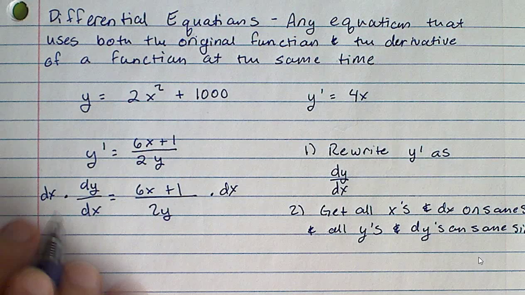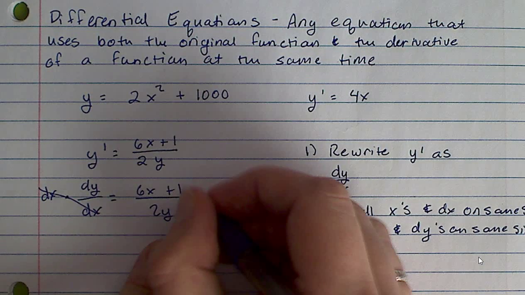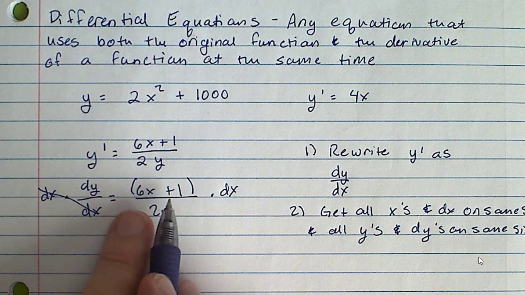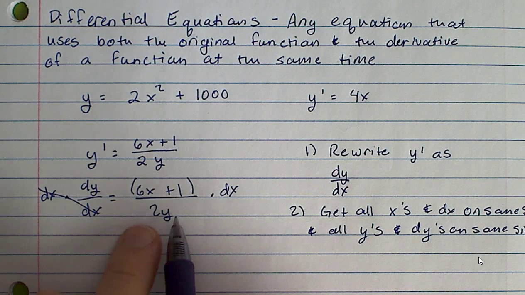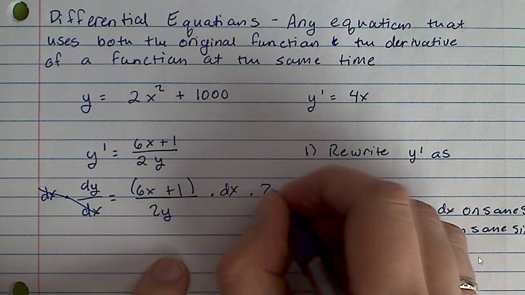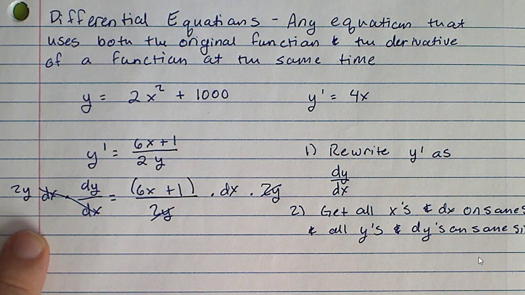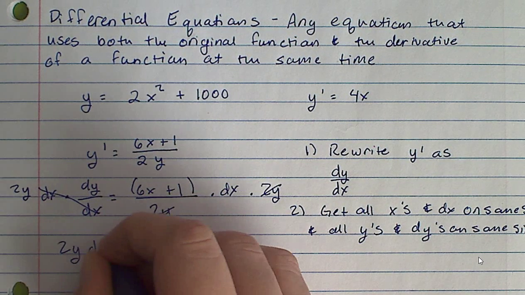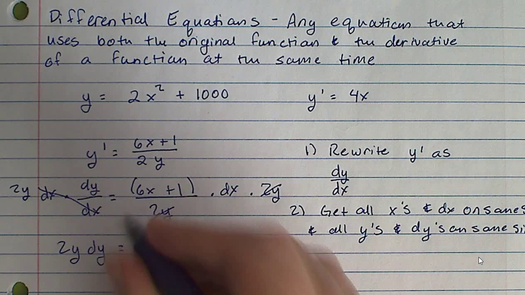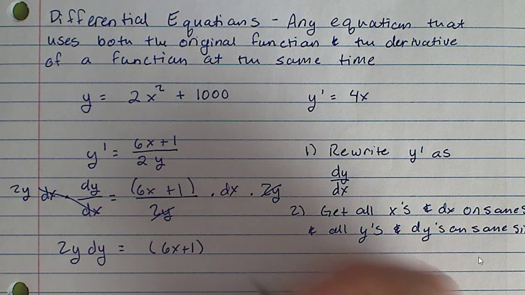If I multiply by dx on the left-hand side, these just cancel. And if I multiply by dx over here, I'm not going to distribute it. I'm just going to leave my numerator in parentheses here for a hot minute. And then I'm going to multiply the right and the left-hand side by 2y, to cancel 2y on the right. So that leaves me with, on the left-hand side, 2y dy equal to, on the right-hand side, (6x plus 1) dx.